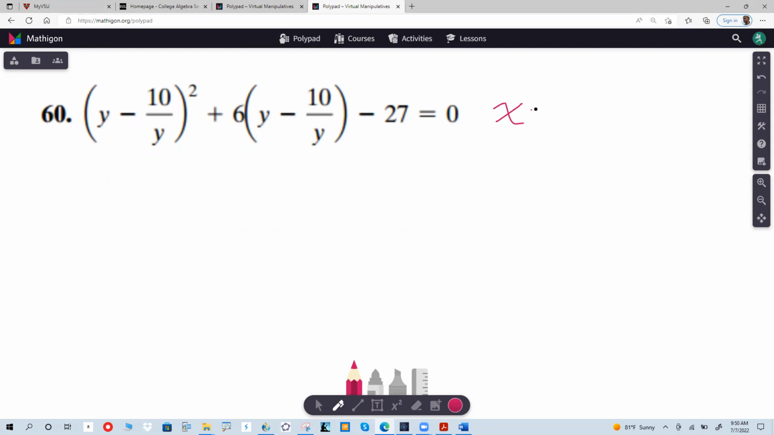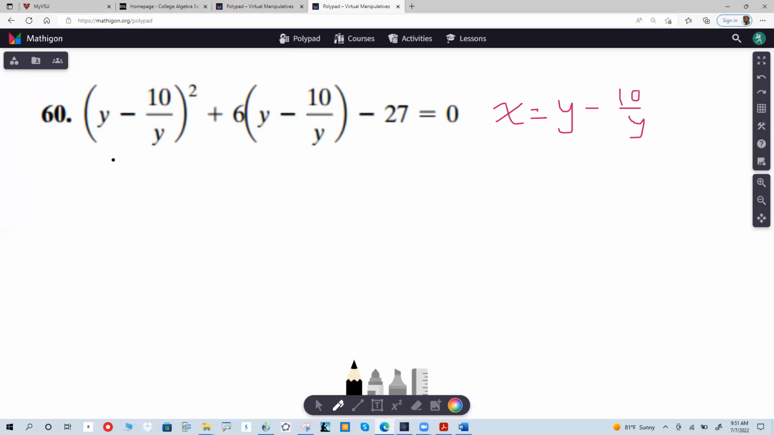Well, let me try. I'm going to replace y minus 10 over y, this whole thing, with x, and then hopefully it will look like a quadratic function. I'm sorry, guys. Yeah, I'm replacing y minus 10 over y with x, okay? This time it's in y, big deal.